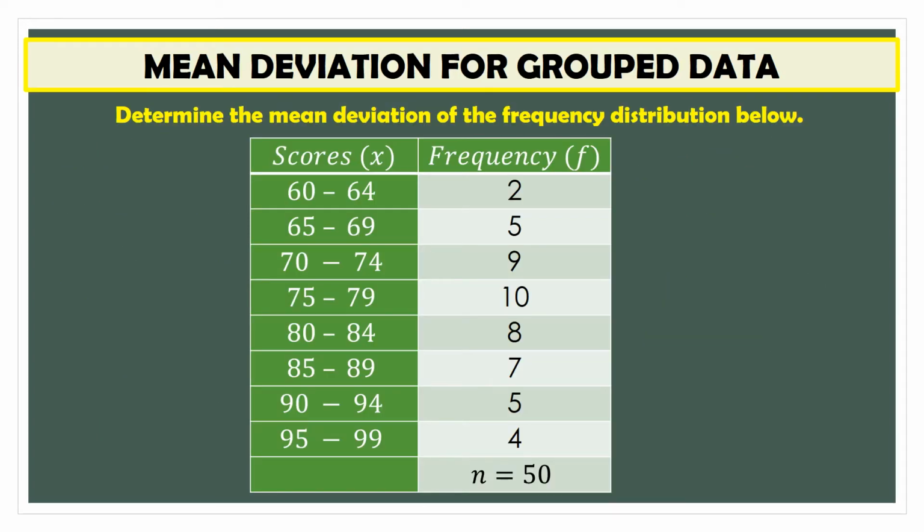Here is an example for mean deviation for group data. Determine the mean deviation of the frequency distribution below. So, given this table, the scores are in groups and then the frequency. Okay.